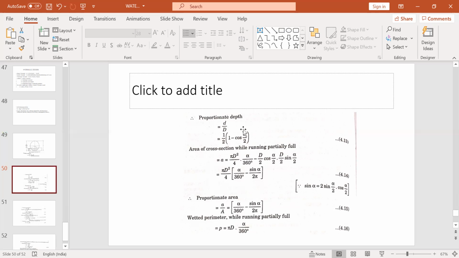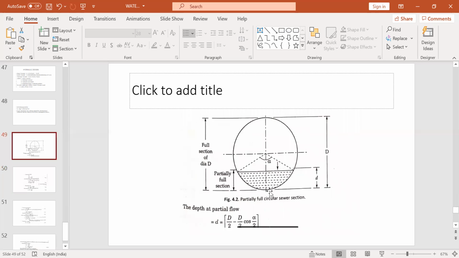all you need to know is to find what is the angle alpha. If you know angle alpha, you can find proportionate area, you can find proportionate depth. Now what is proportionate perimeter? p by P is alpha by 360. Proportionate perimeter means this portion of the perimeter, and the entire perimeter is pi d. What is this portion? It is pi d into alpha by 360. This is the general formula.